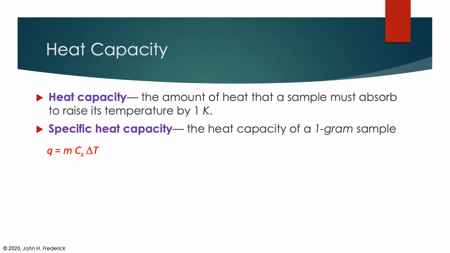Now why might this be useful? Well, we can now tabulate the specific heats of different substances, since the overall heat capacity depends on how much stuff we have, and that could be different from one measurement to another. The specific heat capacity is a much more useful thing to tabulate.